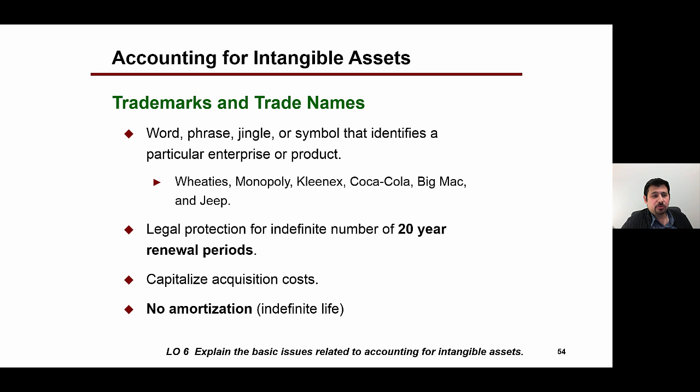And the companies have legal protection for 20 years, renewable indefinitely. By that we mean it is original for 20 years, and if the company can prove that they are still using it, such as, for example, Coca-Cola, or McDonald's with the M, they will be able to renew it for 20-year periods. And the acquisition cost is capitalized, and because it has an indefinite life, trademarks and trade names are not amortized.